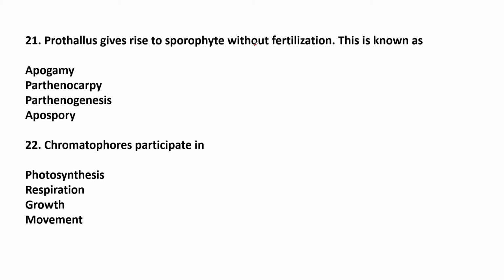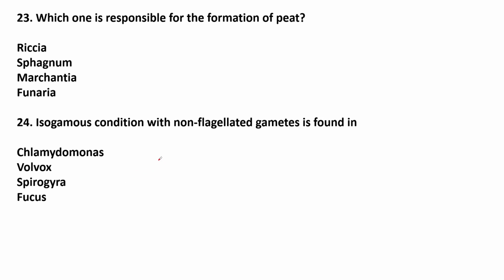Prothallus gives rise to sporophyte without fertilization. This is known as apogamy, parthenocarpy, parthenogenesis, apospory. Right? Apogamy is the answer. Chromatophores participate in photosynthesis, respiration, growth, and movement. It is photosynthesis. Which one is responsible for the formation of peat? Rixia, sphagnum, marchantia, funaria. It is sphagnum.